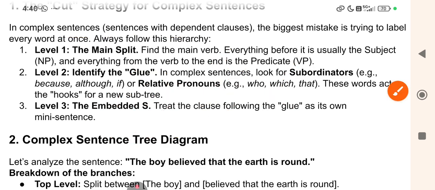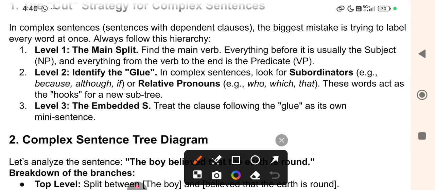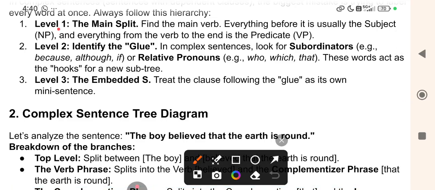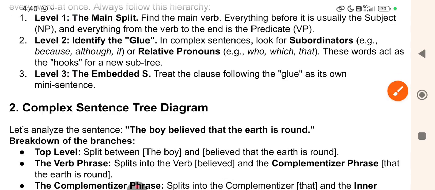The biggest mistake is trying to label every word at once. We generally make the mistake of not being able to label the sentence properly. So always follow this hierarchy. They have suggested a hierarchy with three levels: level 1, level 2, level 3. Level 1, the main split. Level 2, identify the glue, meaning relative pronouns or subordinators, and the embedded sentence, mini sentence, short sentence.